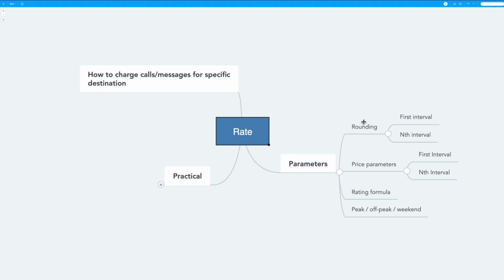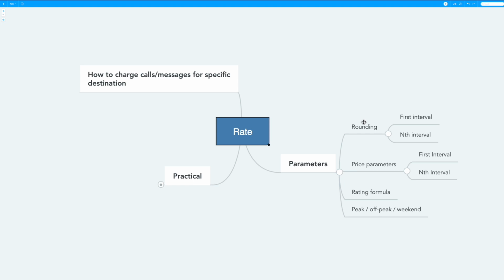Rounding intervals. How do we round call intervals? For example, now the simplest option is to round the call duration to the second. For example, the call lasted for 30 seconds and we charge the customer for 30 seconds of the call. Calls can also be rounded to the minute. If a call, for example, lasted 2 minutes and 3 seconds, we're going to charge our customer for 3 minutes of the call, etc. Rounded intervals are divided into first interval and next interval.